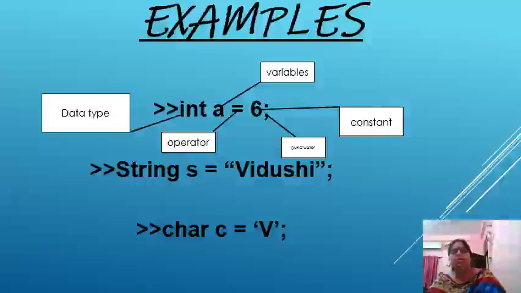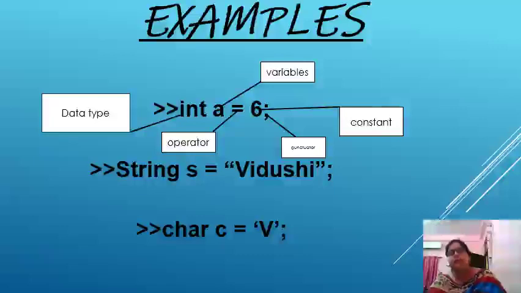Second example, string S. String is your data type, or we can say it is a keyword. S is your variable. This is your assignment operator. Vidushi is your constant which has been shown. A string constant is represented by double quotes. See here, it is a double quote. Now in this a punctuator or separator has been used.